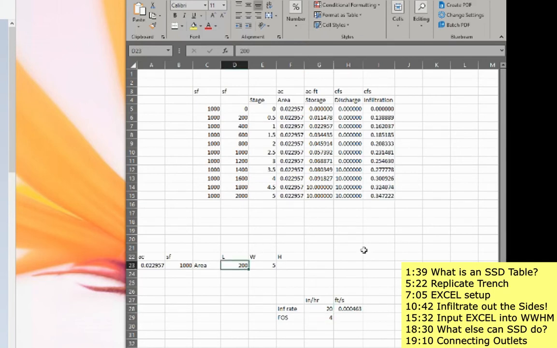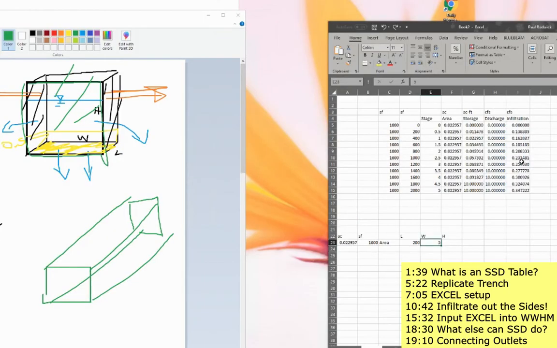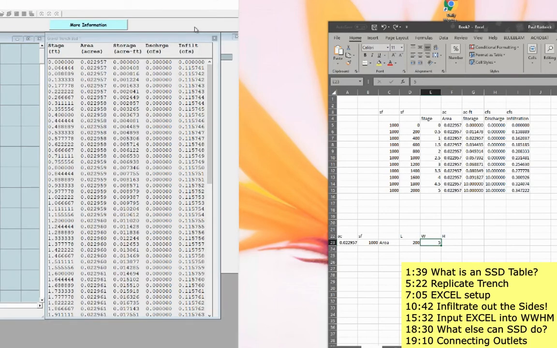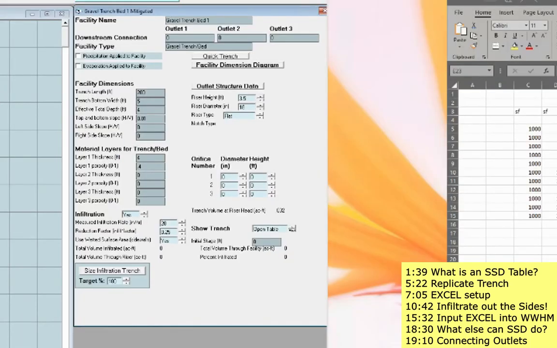Or, oh, I need a bigger trench. I'm going to make this 500. I'm going to make this 8 feet wide. Automatically change our values. Okay, let's figure out how to actually throw this into WIM.